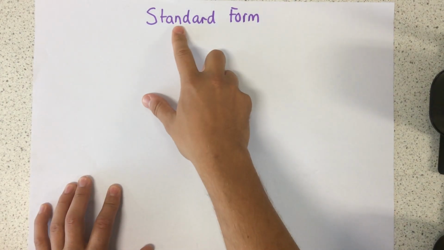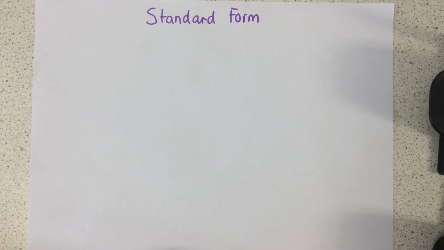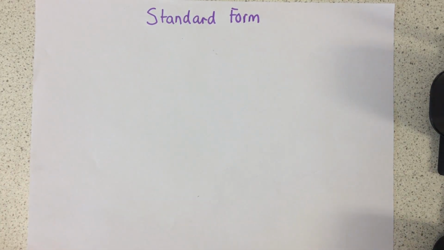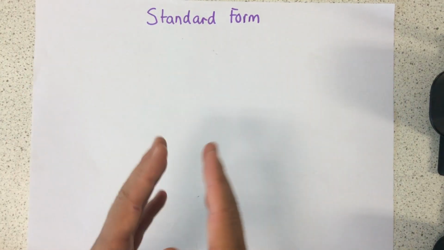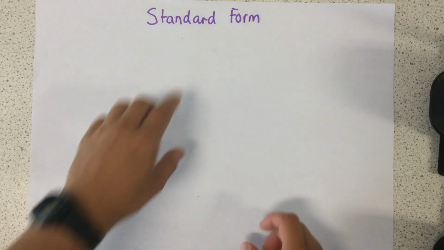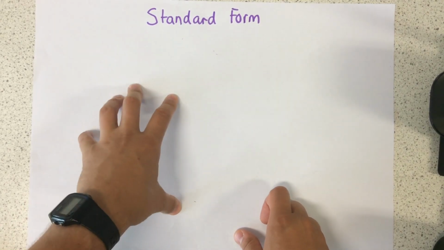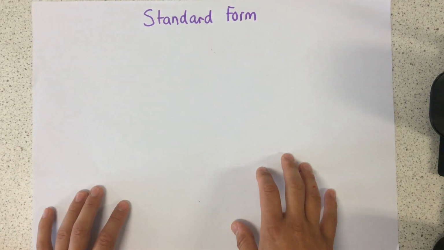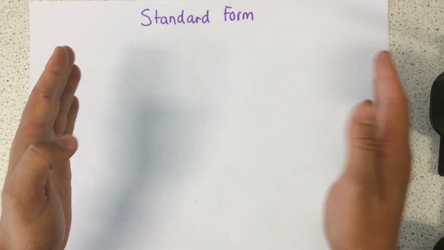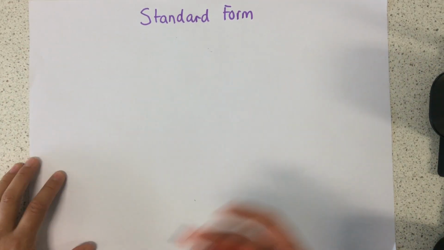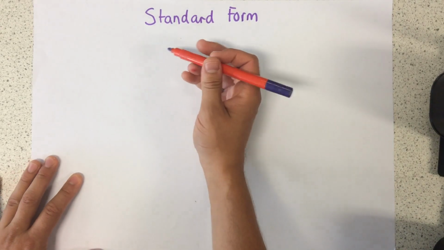Okay, today I'm going to talk to you about standard form. I'm going to say why we use standard form and how to use standard form to show really big numbers and really small numbers. First of all, standard form is just used as a kind of shorthand way of writing either very, very big numbers or extremely small numbers. And in science, we come across these kinds of numbers quite a lot.